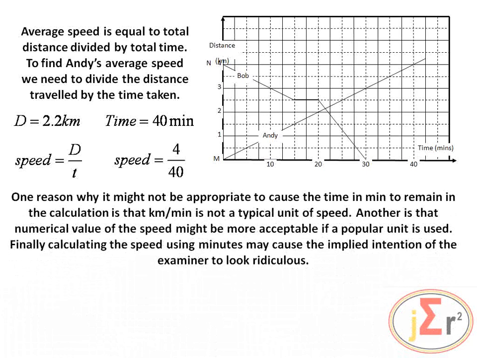One reason why it might not be appropriate to leave the time in minutes in the calculation is that kilometer per minute is not a typical unit of speed. Another is that the numerical value of the speed might be more acceptable if a popular unit is used. Finally, calculating the speed using minutes may cause the implied intention of the examiner to look ridiculous. So let us change the time in minutes to hours. Divide the time in minutes by 60, converting it to hours.